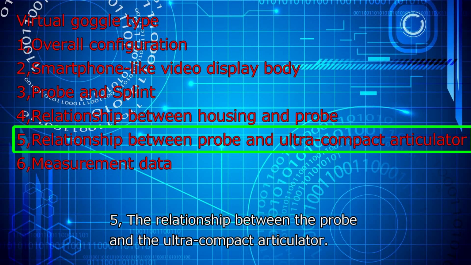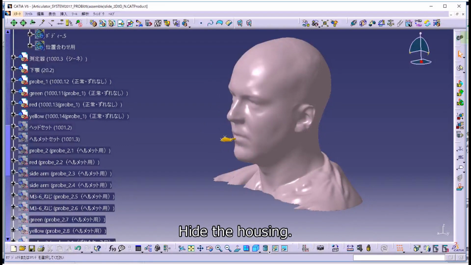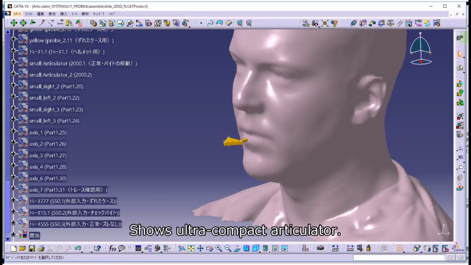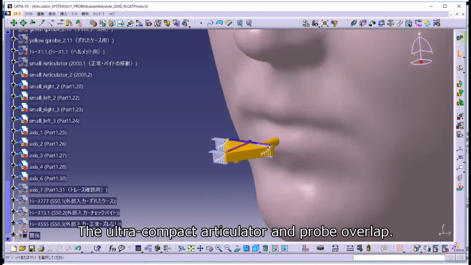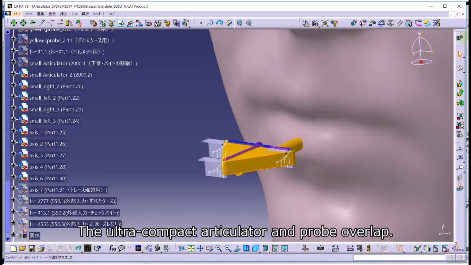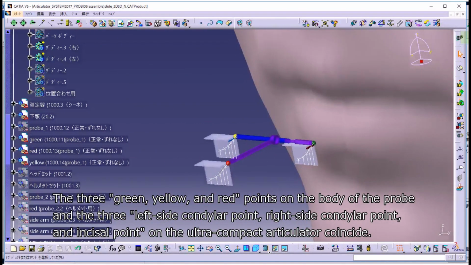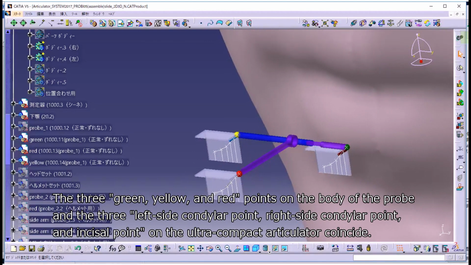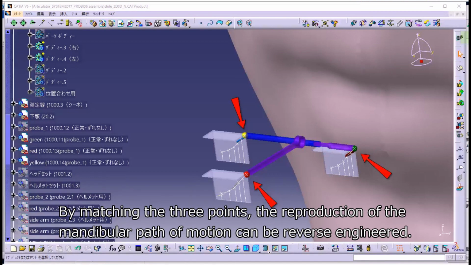5. The relationship between the probe and the ultra-compact articulator. Hide the housing. Shows ultra-compact articulator. Enlarge the ultra-compact articulator. The ultra-compact articulator and probe overlap. Hides the body of the probe. The 3 green, yellow, and red points on the body of the probe and the 3 left side condylar point, right side condylar point, and incisal point on the ultra-compact articulator coincide. By matching the 3 points, the reproduction of the mandibular path of motion can be reverse engineered.